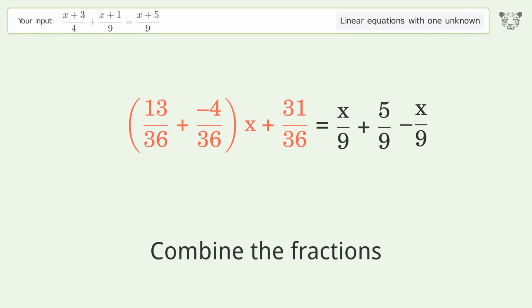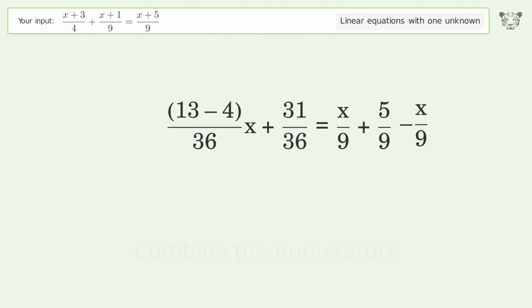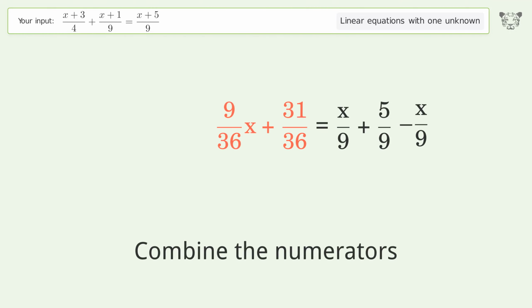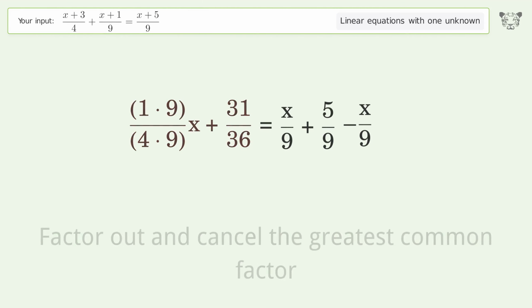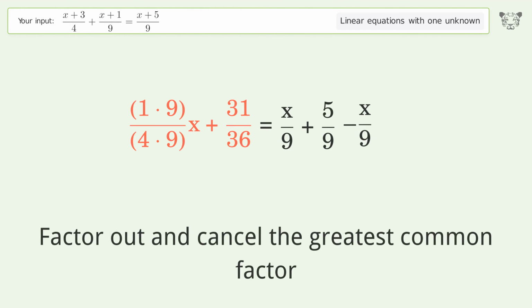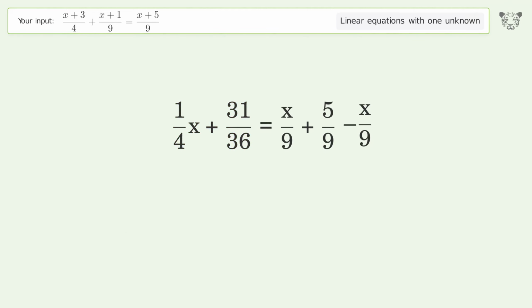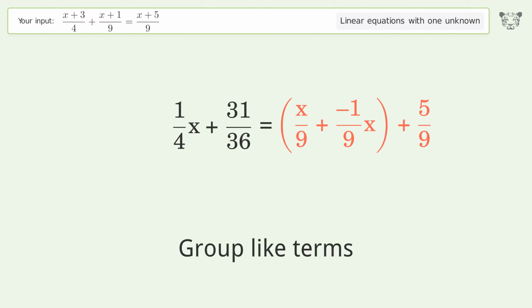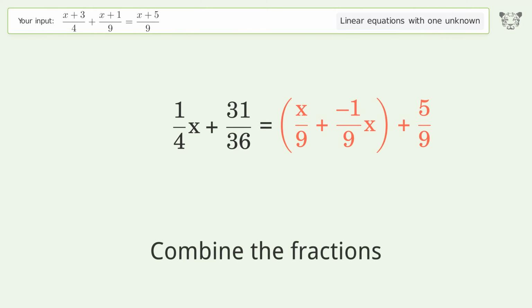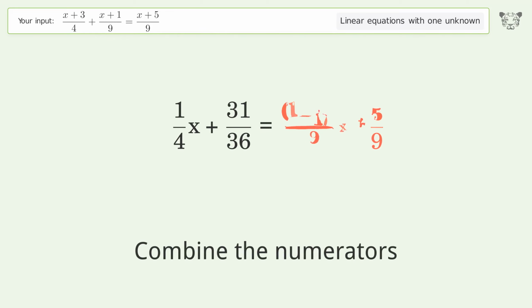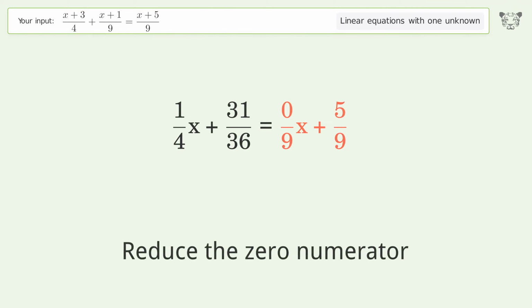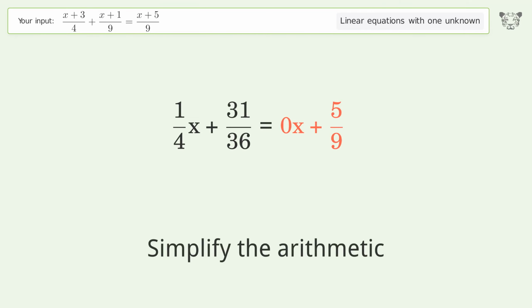Combine the fractions. Combine the numerators. Find the greatest common factor of the numerator and denominator. Factor out and cancel the greatest common factor. Group like terms. Combine the fractions. Combine the numerators. Reduce the zero numerator. Simplify the arithmetic.